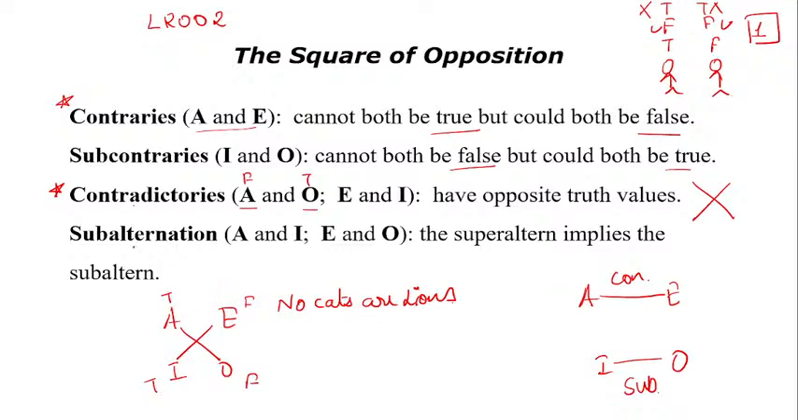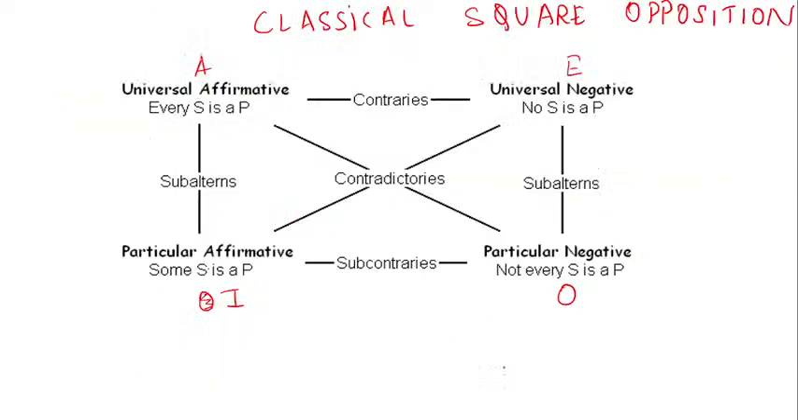Then, what is subalternation? Subalternation is the relationship between A and I, and E and O. Okay, it is this relationship. I'll draw again. A, E, I, and O. This relationship is called subaltern. Again I'm telling you students from this diagram. Contrary is the top part, subcontrary is the bottom part. The X, the relationship between these, is called contradictory, and the side ones are called subaltern.